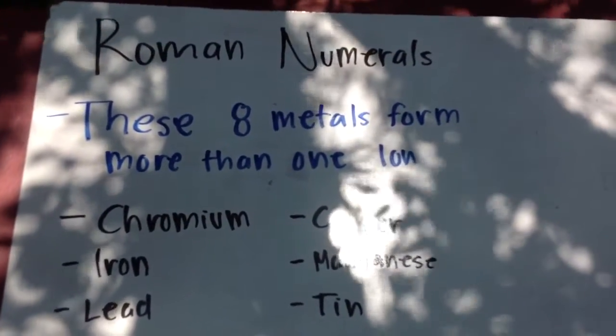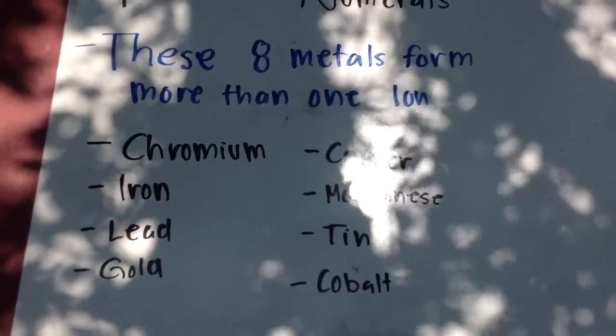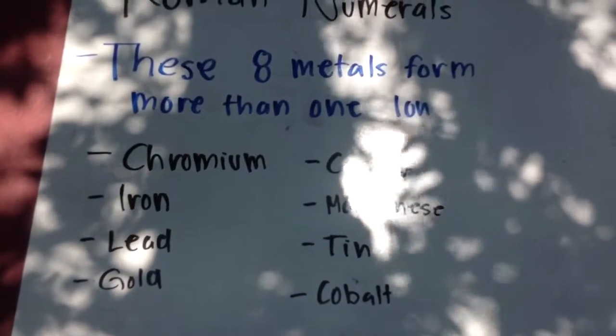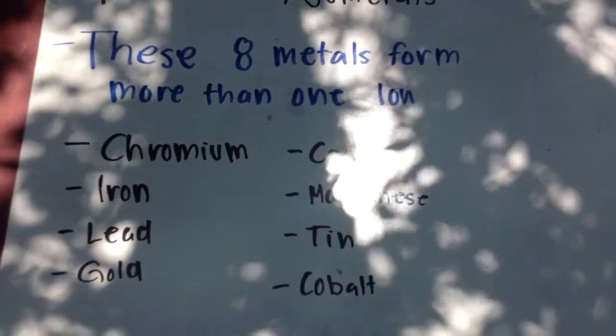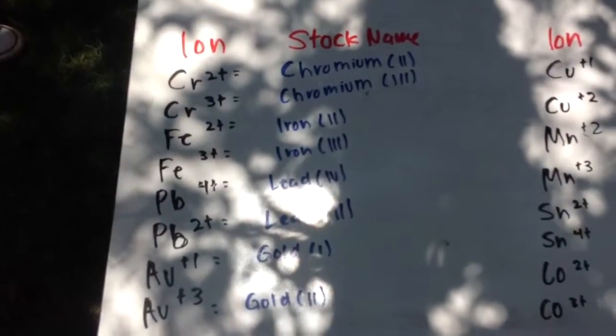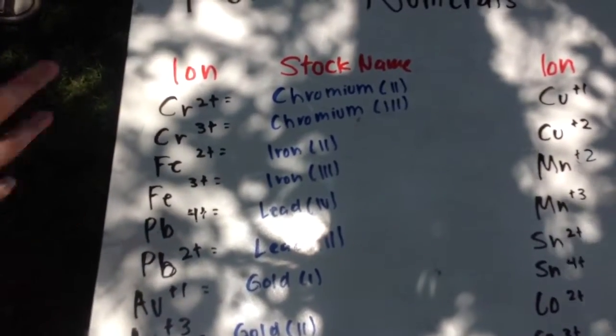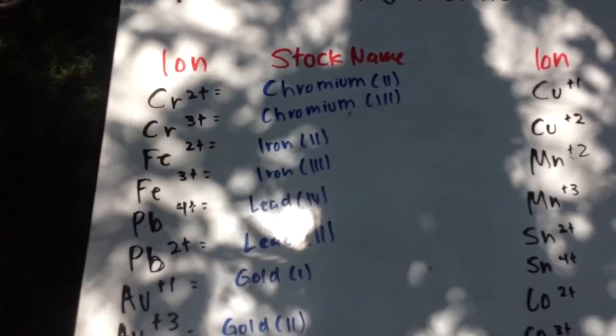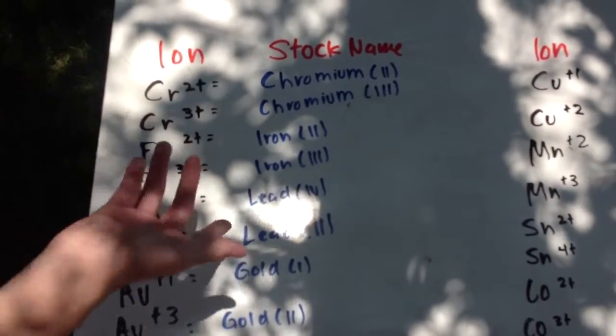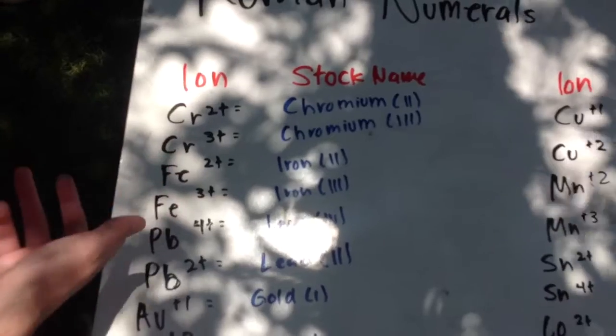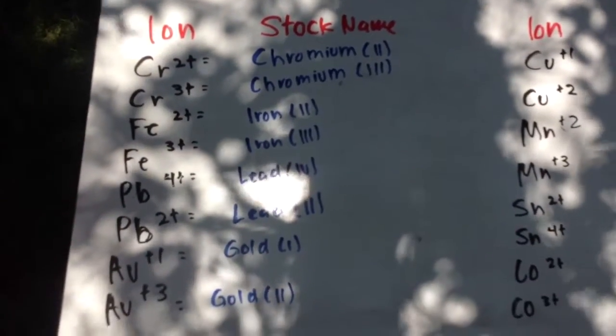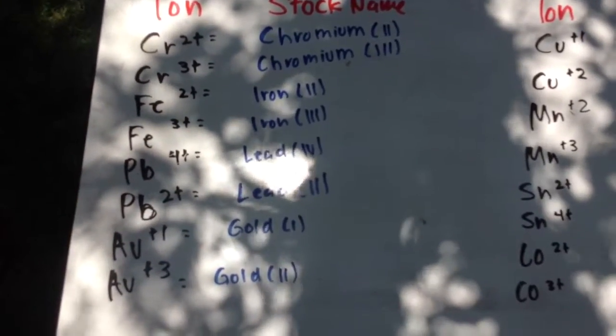These 8 metals form more than one ion: chromium, iron, lead, gold, copper, manganese, tin. Alright, so some examples of Roman numerals: all of them have really two types. They're just different charges. So chromium has 2 and 3. Iron, same thing, 2 and 3. Lead has 4 and 2, which is a first and a last.